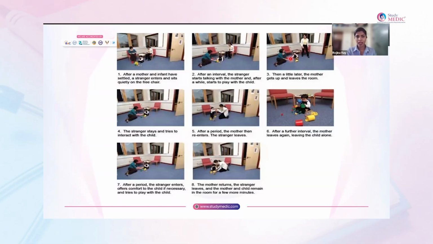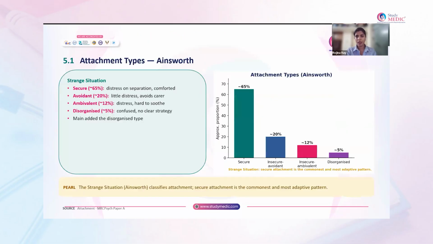Then the parent comes back and the stranger leaves. Then the parent again leaves and the child is left alone. And the stranger comes, and Mary Ainsworth notices how the interaction is with the stranger, and then the stranger leaves and at the same time the parent comes back. So based on this experiment, she identified 3 types of attachment styles. One is secure attachment style, the second is avoidant attachment style, and the third is ambivalent attachment style.